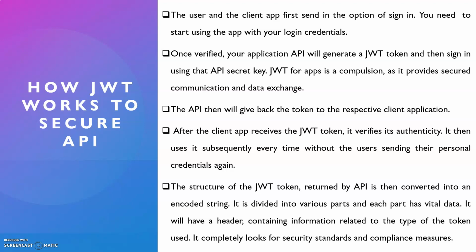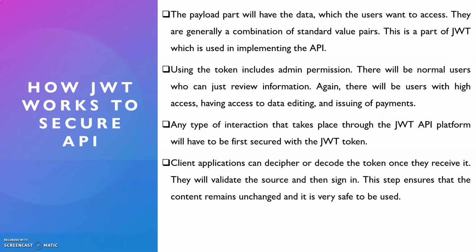After the client app receives the JWT token, it verifies its authenticity. It then uses it subsequently every time without the user sending their personal credentials again. The structure of the JWT token returned by the API is converted into an encoded string. It is divided into various parts and each part has vital data. It will have a header containing information related to the type of the token used. It looks for security standards and compliance measures.